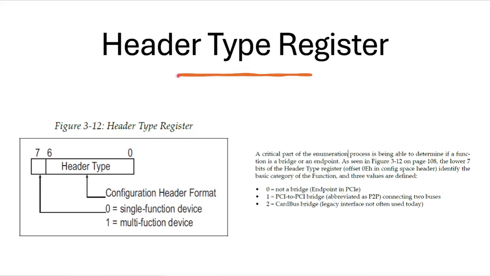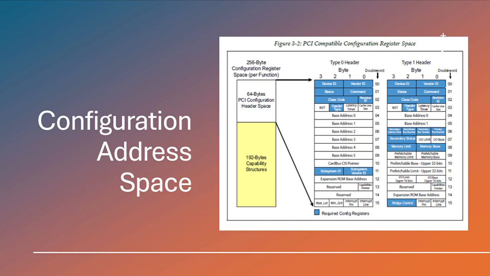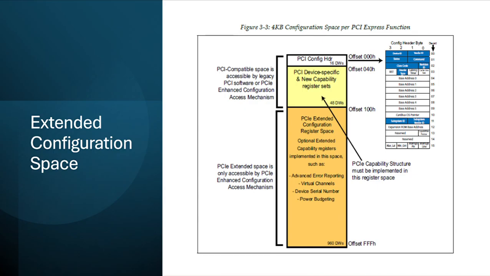Now, how does the processor come to know what the device is and what type of device it is? By reading the header type register. Here you can see this is the header type register. By reading this register, our software will understand the type of the device.